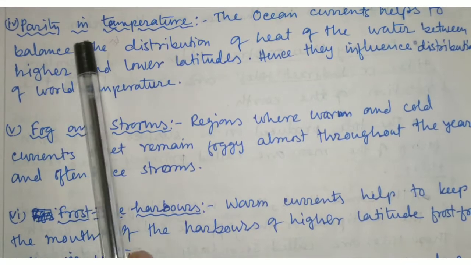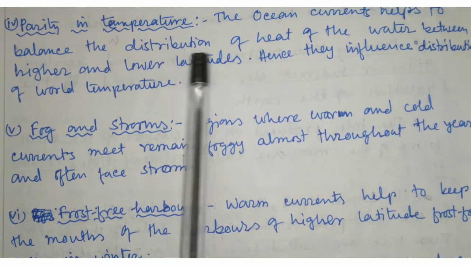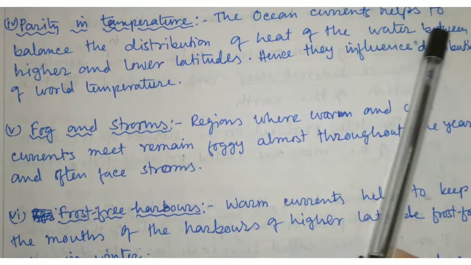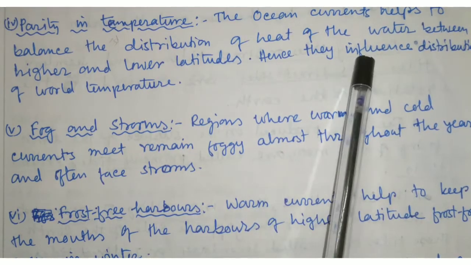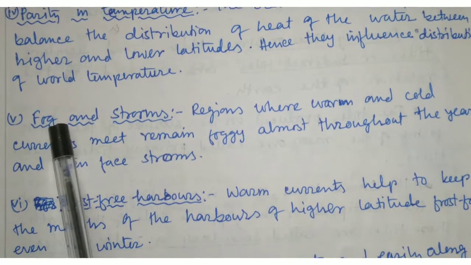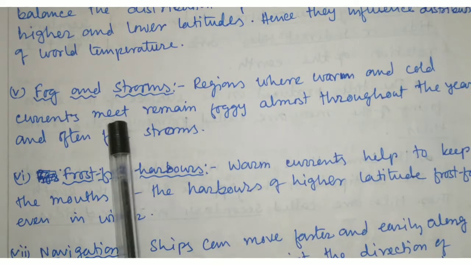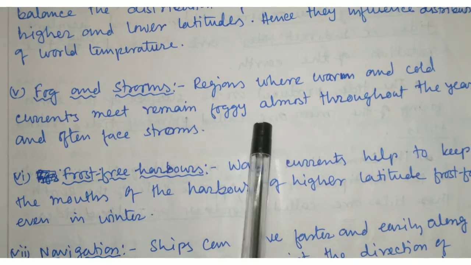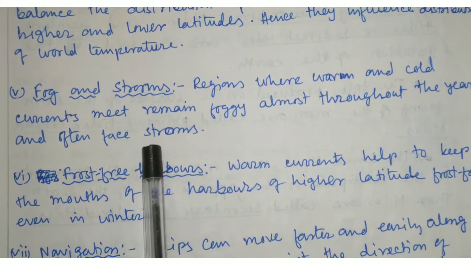Next, parity of temperature. The ocean current helps to balance the distribution of heat of the water between higher and lower latitude. Hence, they influence distribution of world temperature. Fog and storm. Region where warm and cold current meet remain foggy almost throughout the year and often face storm.